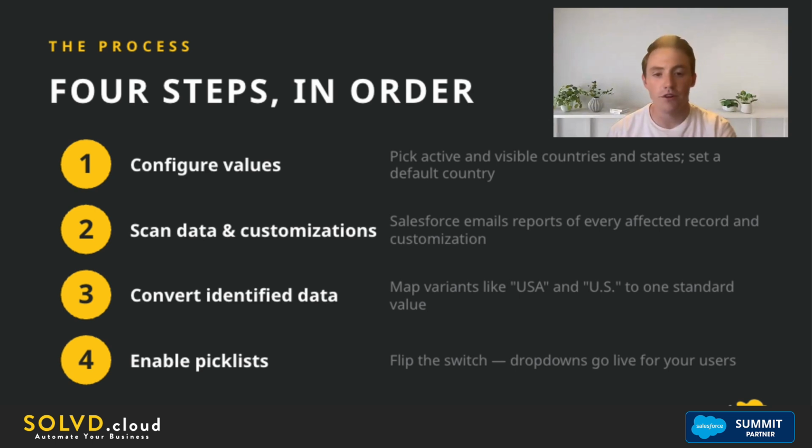Here's the process in order. Step 1, configure your values. Choose which countries and states are active and visible and set a default country. Step 2, scan. Salesforce emails you reports of every record and customization that's affected. Step 3, convert the identified data. This is where you map USA and US to one standard value. Step 4, enable. One important note here, Salesforce recommends steps 1 through 3 before you enable. Skip them and new records use the pick lists while your old text data sits inconsistent underneath.